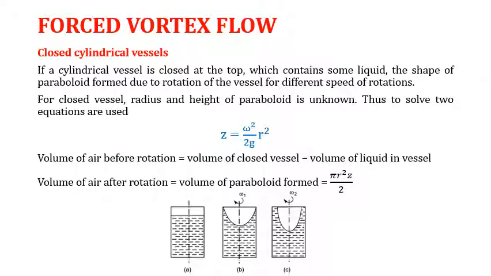So the volume of air before rotation is simply the volume of the closed vessel minus the volume of the water contained in the vessel, and the volume of air after rotation is equal to the volume of paraboloid formed, which could be computed using this relationship: pi r square over 2 into z.